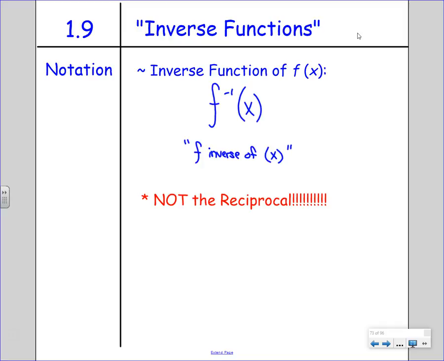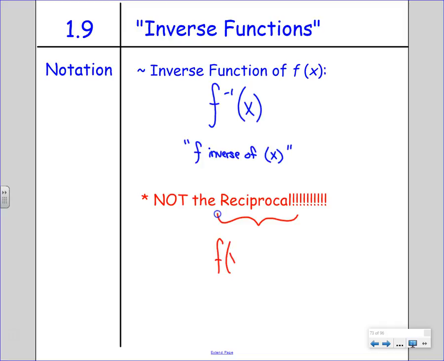Inverse functions. Have you guys ever seen the -1 before? As a power? Yeah. Almost always when you've seen it in the past, last year, hopefully you saw it first, almost always when you saw the -1 in the past, it usually meant reciprocal. So I'm going to show you the difference between where this -1 is. It's all about the placement.